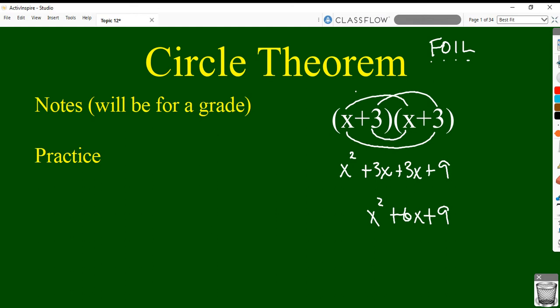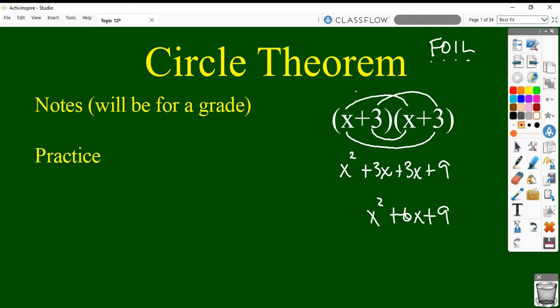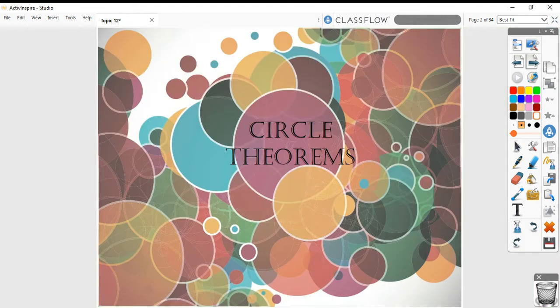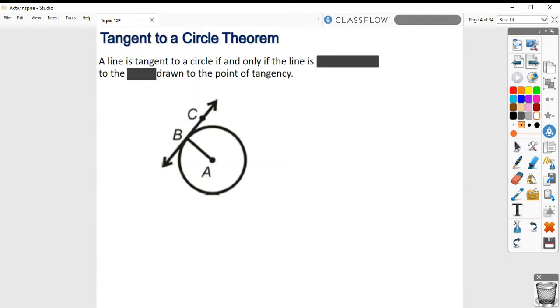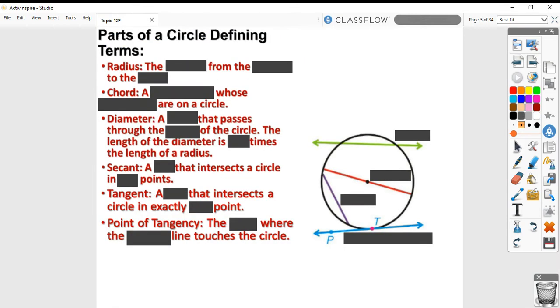This is a skill. Multiplying binomials like this is something that we're going to need to know how to do today for some of the problems that we're working on. Before we get into any of the problems, we're talking about circle theorems in this section. We're going to start off with a whole slew of vocabulary words, kind of like in the last unit. First thing we need to define is the radius of a circle.